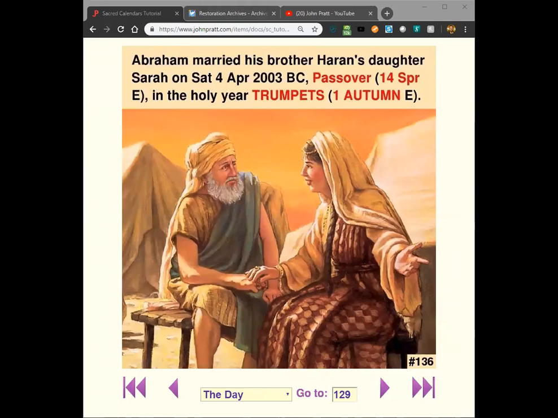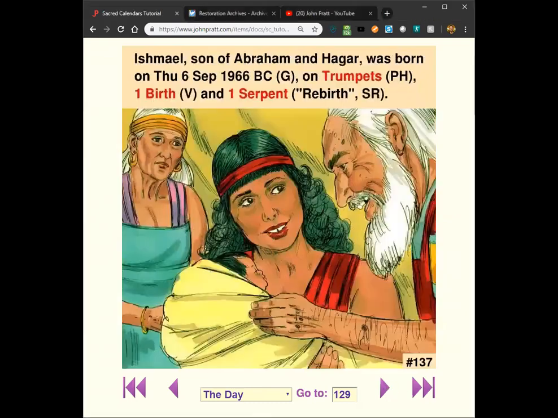Okay, slide 137. Okay, now we are to Ishmael, the firstborn son. Remember that Sarah wasn't able to have a baby at first, and she gives her handmaid, her Egyptian handmaid, to Abraham, and they have a son named Ishmael, and he's born on Thursday, the 6th of September, on the Feast of Trumpets.